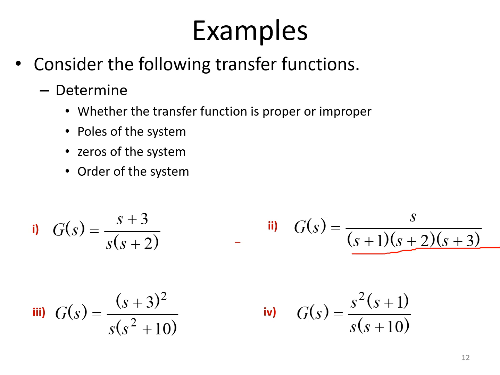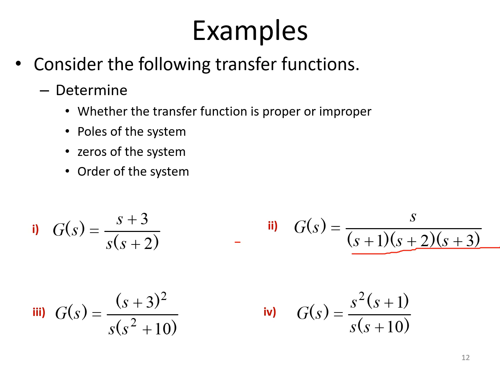Coming to the third example, the power of the numerator polynomial is 2 and the power of the denominator polynomial is 3. So this is also a proper transfer function. Here we have two zeros at the same location. (s plus 3) whole squared means you will have two repeated zeros at the same location, s equal to minus 3. And in the denominator, we have three poles, one at the origin and the other two at s equal to plus or minus root 10 j. So your poles will be on the imaginary axis.